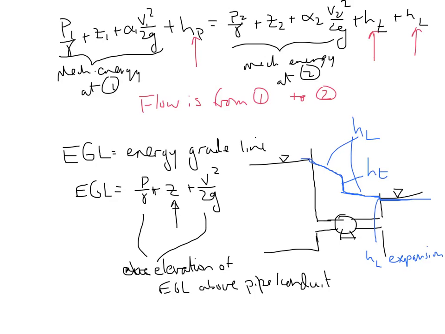So the energy grade line is just sort of a useful construct to think about how energy is changing in the system and where drops in energy occur, or in other words, where mechanical energy is lost.